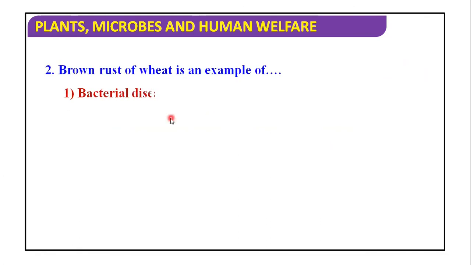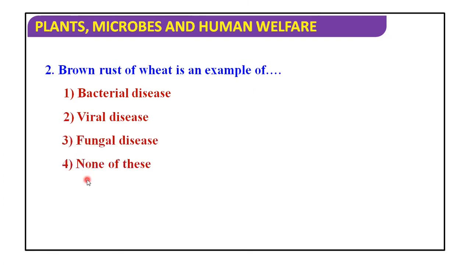Second one, brown rust of wheat is an example of bacterial disease, viral disease, fungal disease, or none of these. Now, what is the answer? That is the fungal disease. Brown rust is caused due to fungi.